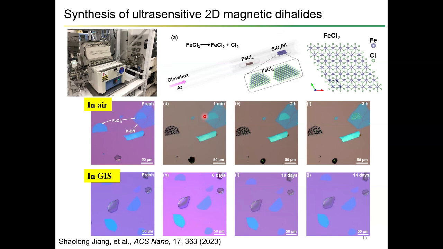However, if you protect it in hexagonal boron nitride and cover it completely, it can only survive for 3 hours. And finally, it will also turn to a droplet because it absorbs the water molecules in a very crazy way. However, in the GIS system, even if we put it in for 2 weeks, 14 days, there's no obvious morphology change of this kind of dihalide magnetic materials. So we can do a lot of experiments on this material in investigating its interesting magnetic configuration.